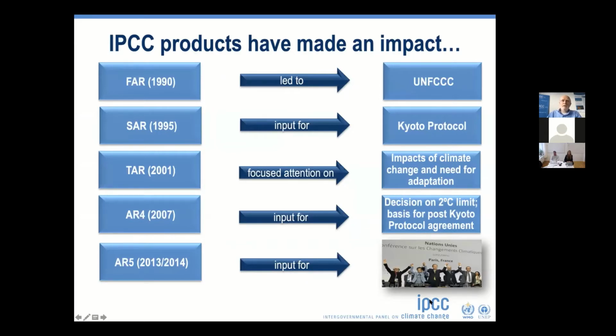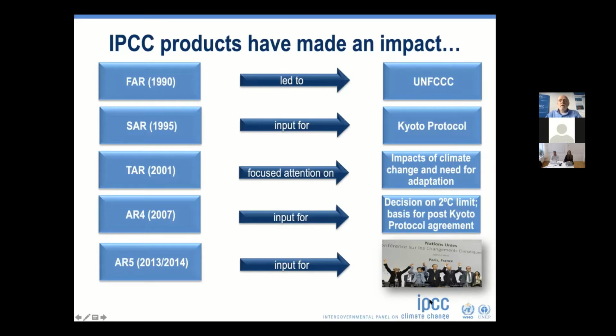And the question is really, what does "assess" really mean? Every word is kind of gaining a special meaning or a special nuance, at least in the context of the IPCC. Now, IPCC products in its history have made an impact. The first assessment report led to the foundation of the Climate Convention of the UNFCCC, our stakeholders essentially.